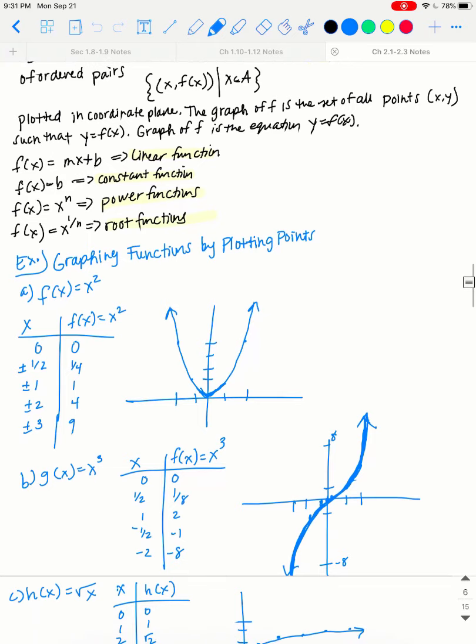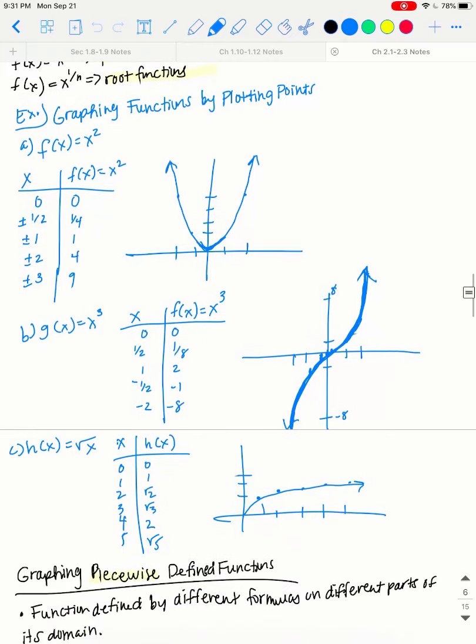So f(x) equals mx plus b is a linear function. f(x) equals b is a constant function. f(x) equals x^n, those are power functions. And then f(x) equals x^(1/n) is a root function.